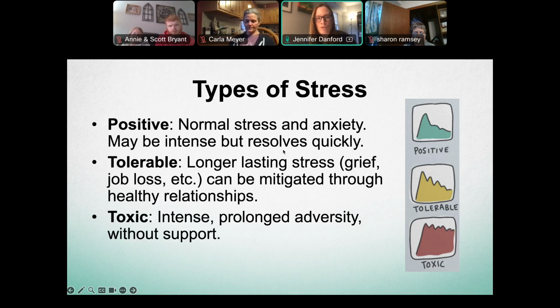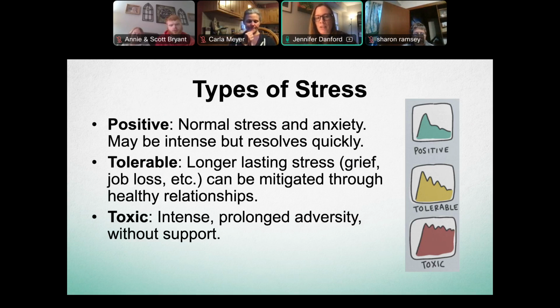There are different kinds of stress. Obviously, positive is what we all have. You're getting ready to go to work on a hard day, you're feeling stressed. That's a positive kind of stress. It resolves quickly. Then there's tolerable stress. These are hard things. Someone in our family dies. We're getting through that grief. It's hard, but we know how to mitigate it through our support system.